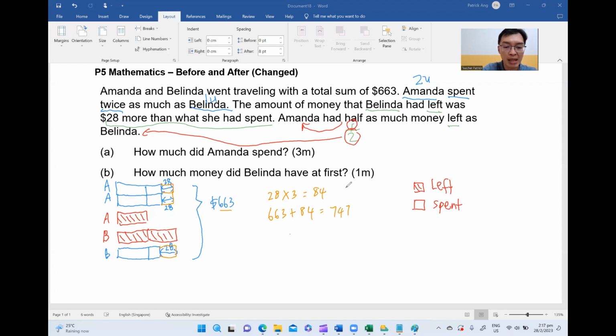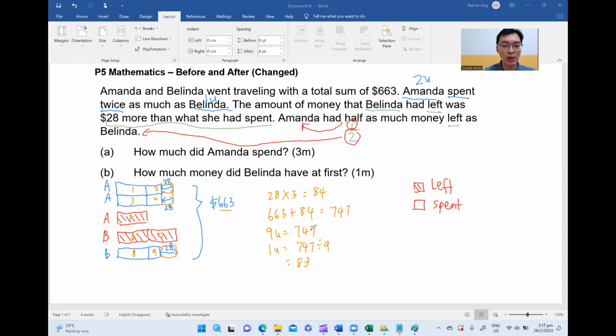We get 747. Now, let's count how many units are there altogether for this 747. We have 1, 2, 3, 4, 5, 6, 7, 8, 9. 9 equal units. So 9 equal units will give you 747. And let's find out 1 unit. 747 divided by 9. And after pressing the calculator, we'll get 83.